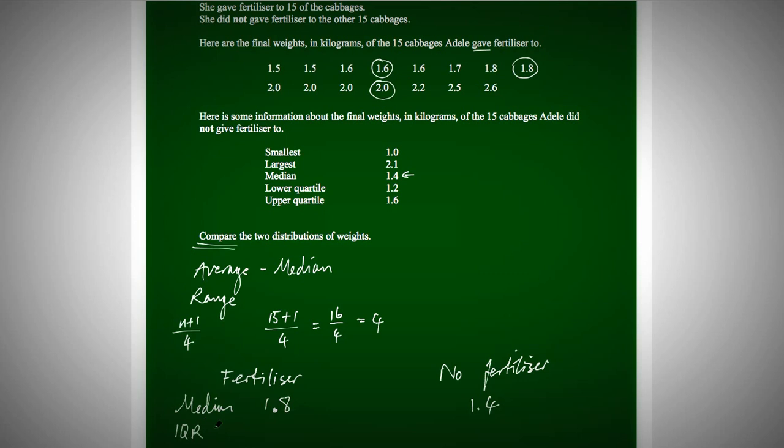Interquartile range is the upper quartile minus the lower quartile. So in this case, with a fertilizer, that is 2.0 minus 1.6, so that's 0.4. And for no fertilizer, I've got 1.6 minus 1.2, which also equals 0.4.